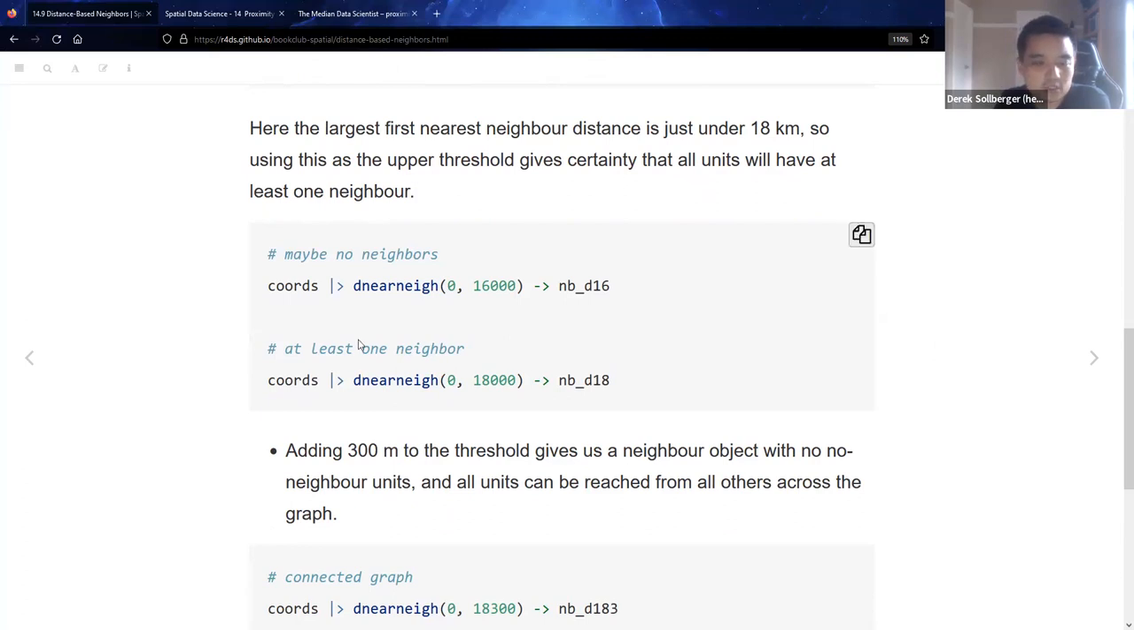So that gives us a threshold. If we use the distance nearest neighbors, we could just stop at 18,000 meters and save that as this data here. Now, as you've been mentioning, we probably should worry about situations that have no neighbors. So what I did was form a separate graph at a smaller distance just to intentionally have a situation where we had some isolated no-neighbor cases. So in other words, this graph should not work in the calculations, and this graph should work.